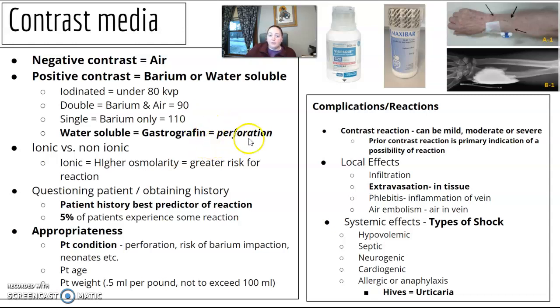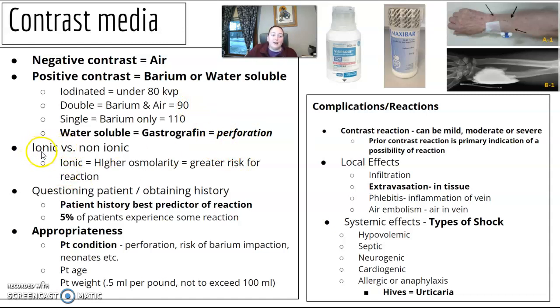If you see perforation, or question perforation, you're always going to want to use your water-soluble contrast. If it's Gastrografin or Omnipaque or whatever you're using, it has to be water-soluble, because you don't want to put barium into a questionable perforation situation.